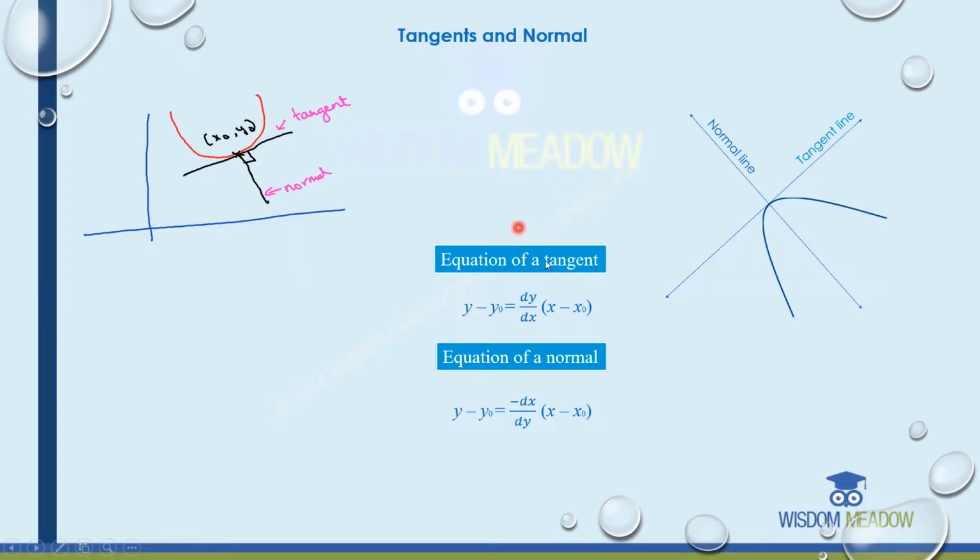Now, to find the equation of the tangent, we use the formula y minus y1 is equal to m into x minus x1. We learned the point slope form in 11th, and we are using the same form. So we take x naught, y naught, the point of contact, as x1, y1, because that's a point on the tangent.